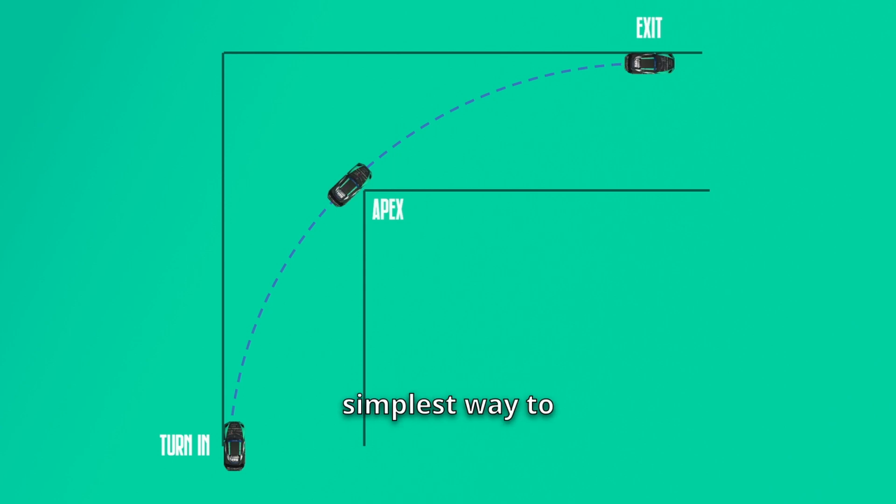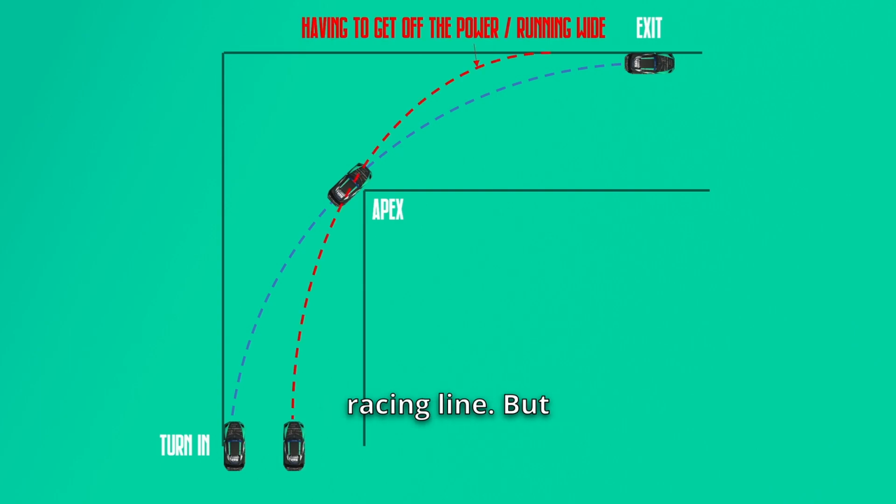This is the simplest way to visualize what we're going to be talking about today when it comes to racing line. But before we talk more about the racing line, we need to start by talking about the positioning of the car on the entry and the exit. So if you can see here, we've got the car in the middle of the track on entry, and it's clear this car, because it's starting in the middle of the track, would run out of track on the exit, either needing to get off the power or having to run wide.